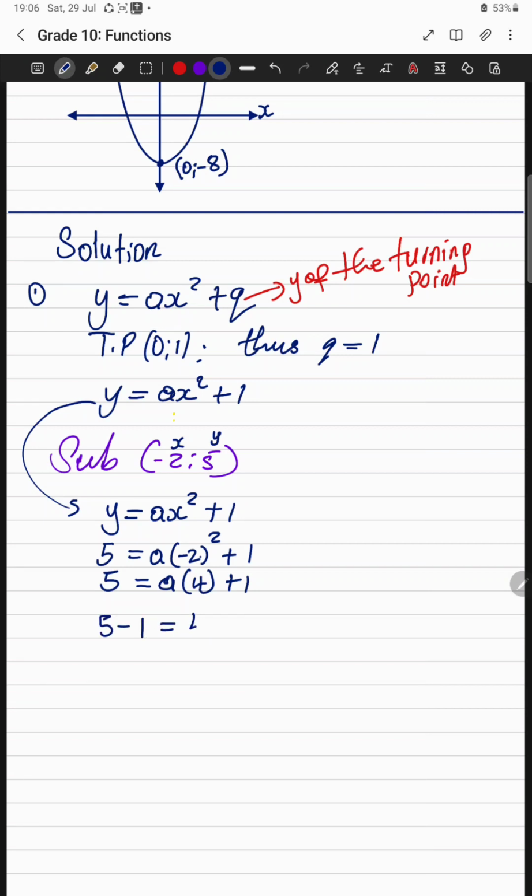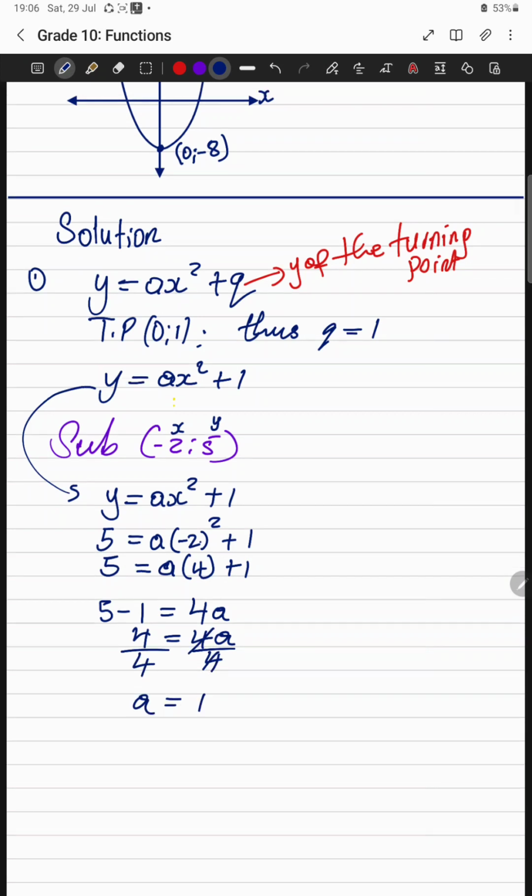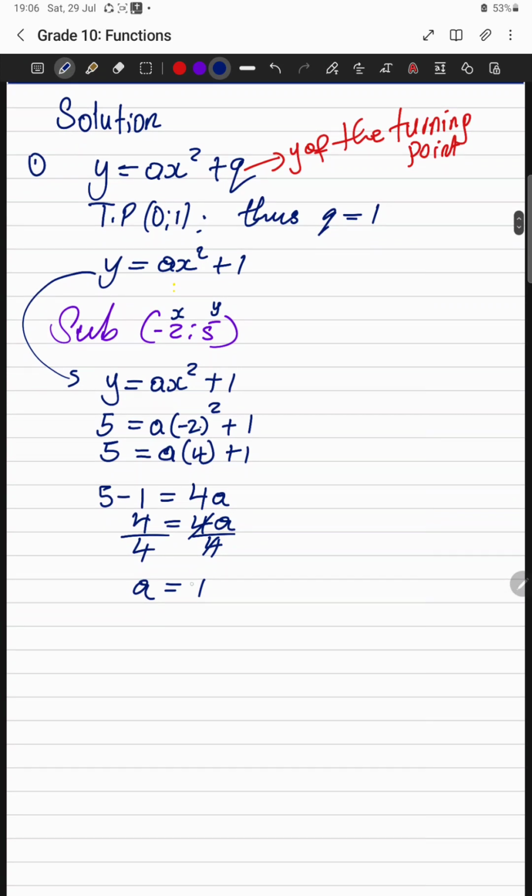Okay, so here we've got 4a. And then we say 5 minus 1 must be 4, and on the other side we've got 4a, and then we divide by 4 on both sides. So therefore a must be equal to 1. So we just say now therefore the equation says y is equal to 1x squared plus 1.